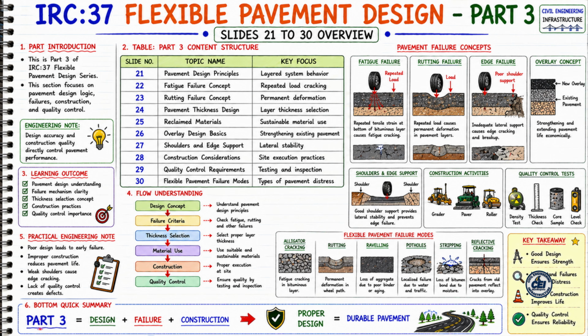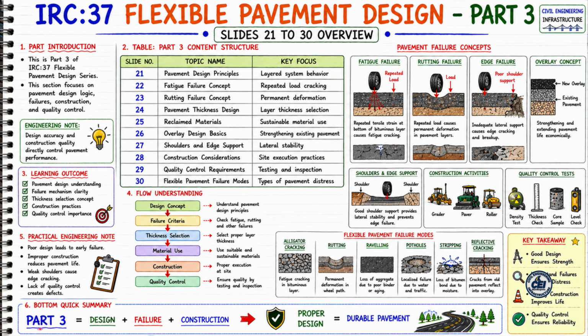Section 3. Learning outcome. After this part you will understand pavement design logic, failure mechanism, thickness selection, construction practices, and quality control importance. This means that now you will be able to relate the design to practical site conditions.